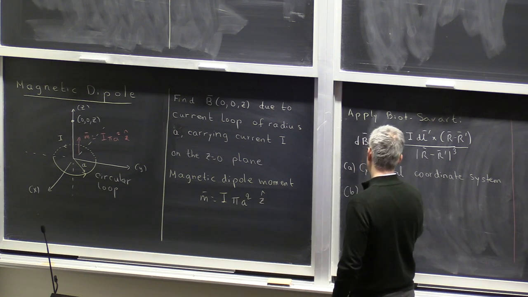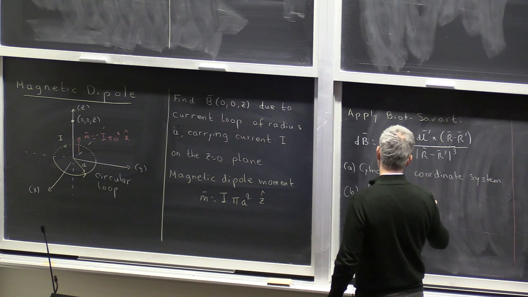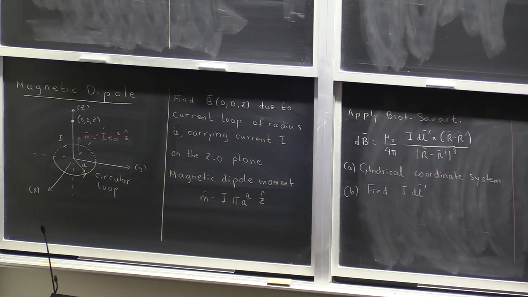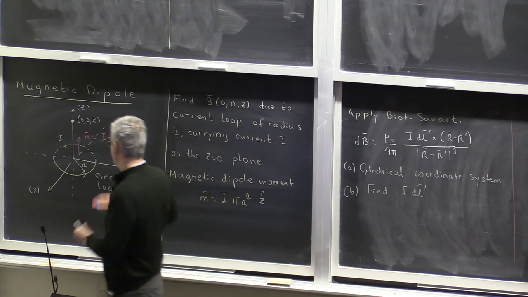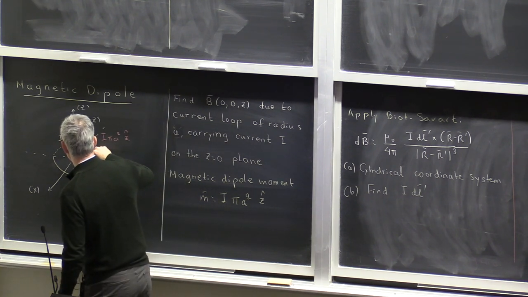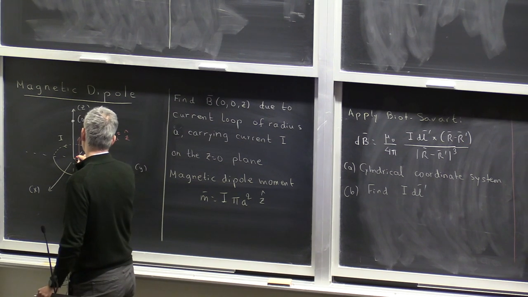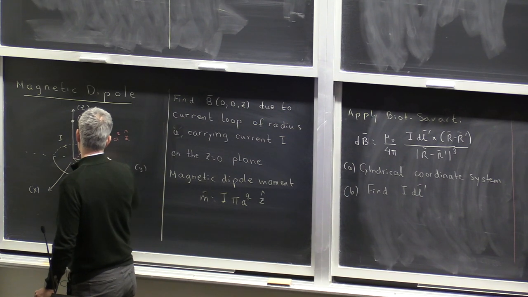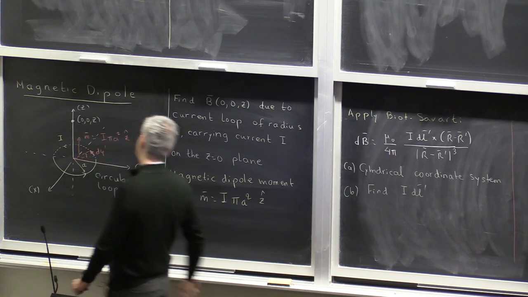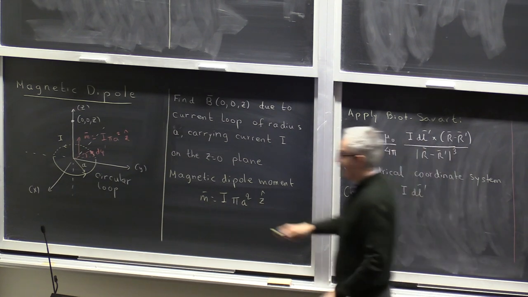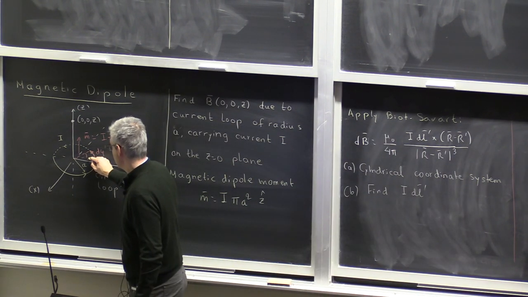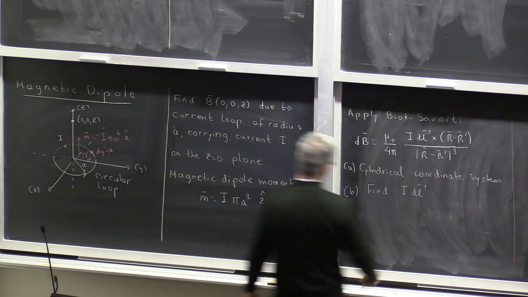Second, I have to find this Idl primed that is given the current distribution, which is the circular loop. I have to decompose it into elementary currents. So how do I do this? I will imagine here a small segment of the loop, defined by an angle d phi primed. And then the arc length that I'm writing here will be the radius of the loop times this angle.